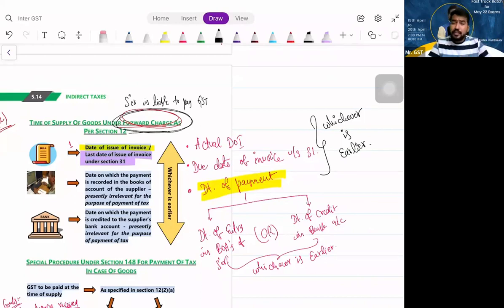So date of payment, again, you may come across 2 different dates. That is date of entry in the books of accounts or date of credit in the bank account. So if that is the case, then you take whichever is earlier. You take whichever is earlier.